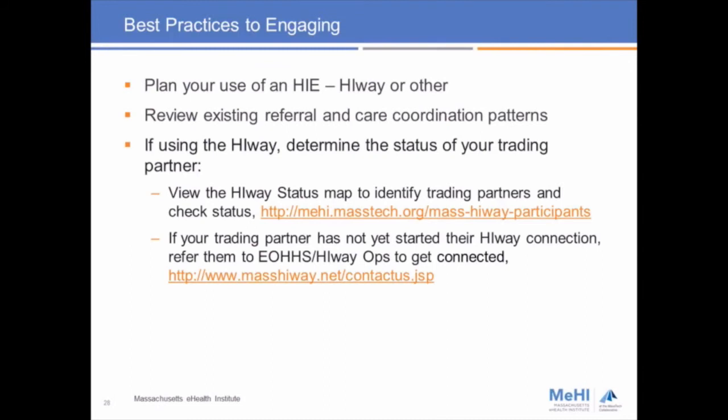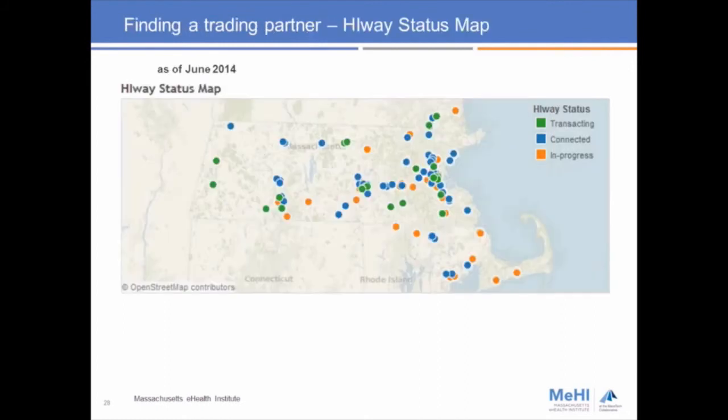If you're using the highway, look to determine the status of your trading partners. We've got a new map that was just recently released and placed on our website of the trading partners where you can look at that status. And if your trading partner has not yet started their highway connection, I would encourage you to refer them to Health and Human Services, the Highway Ops team, to get connected. You click that link there to initiate that process. This is the map. This is available on our website.